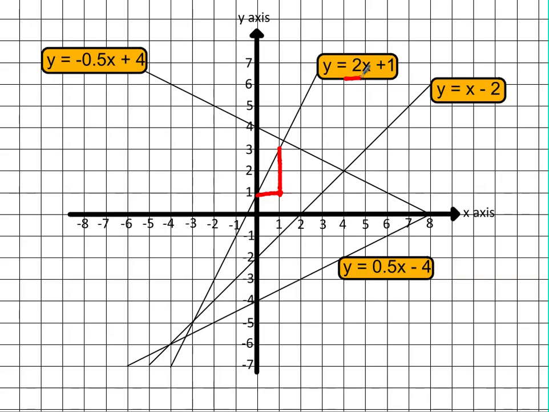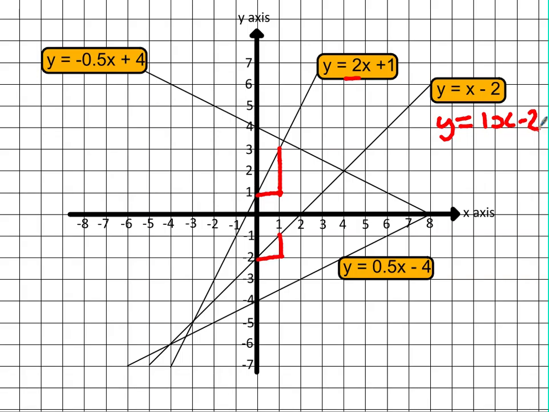In the graph y equals x minus 2, if we just pick any 2 points, we've got a change in y of 1 divided by a change in x of 1, which is 1. Now, y equals x minus 2 is the same thing as y equals 1x minus 2. That's why that gradient there is 1.